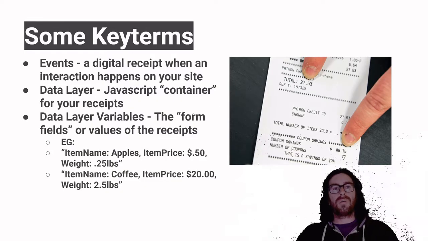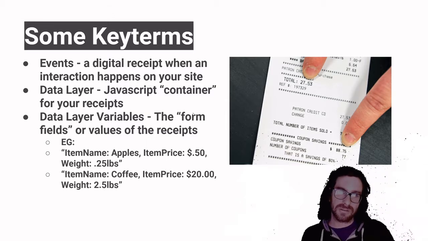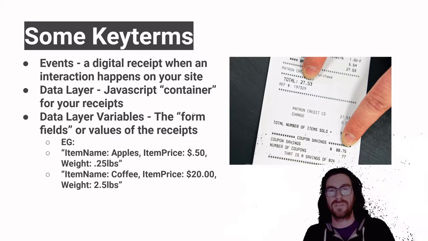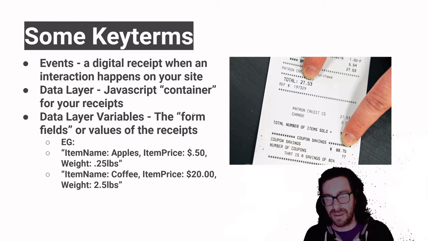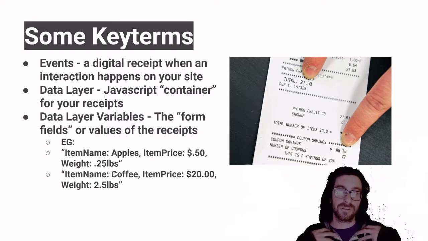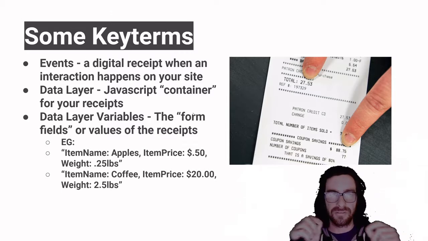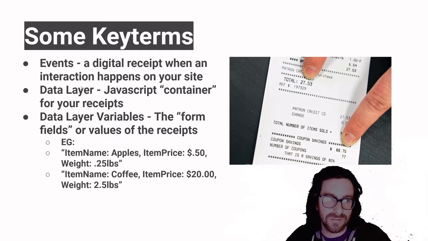Before we get started, I want to quickly go over some key terms. Google Analytics does conversions as events, or rather they do events as conversions, right? Well, what is an event? Simply put, the best way I could sum it up is an event is a digital receipt when an interaction happens on the site. Let's say your site's configured to handle sign-up events. Well, if Phil went on your site to submit a sign-up request, he would get an event, which is essentially a digital receipt. And we're going to take this analogy further.